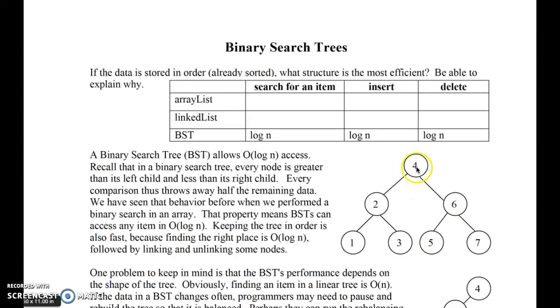And that's going to be true for any node that you pick in the binary search tree, is that if you go down to the children, grandchildren, whoever's below, so for the 2, 1 is less than 2, 3 is greater than 2. For the 6, 5 is less than 6, 7 is greater than 6.